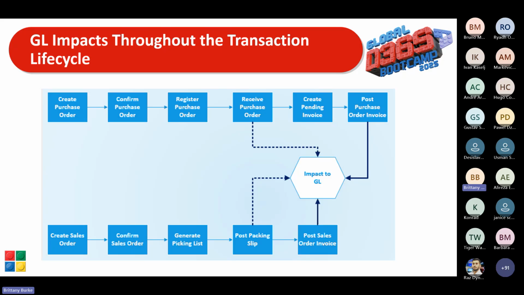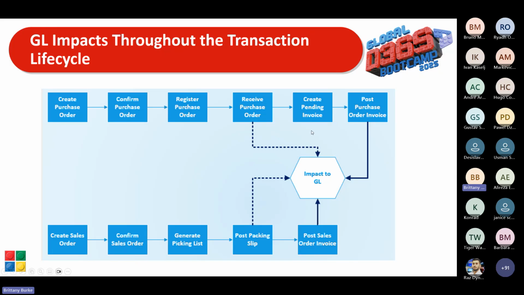And then posting the purchase order invoice or the sales order invoice will also result in an impact to the GL. So long story short, not every single mouse click in the system creates a general journal entry or a general ledger entry. Some can, some always do, but there are some configurations you may need to consider, especially around receiving purchase orders and posting packing slips for sales orders that will determine if there's an impact to the GL, and then the subsequent posting when you get to the invoicing process.